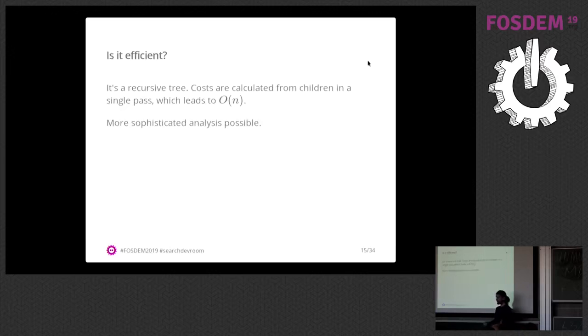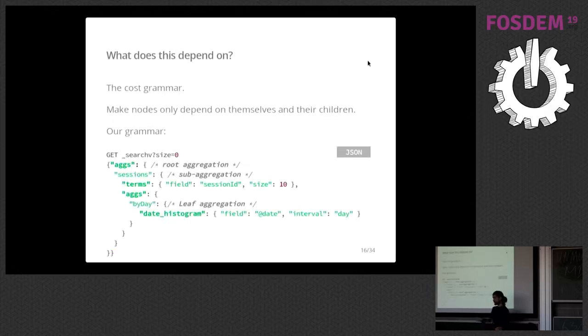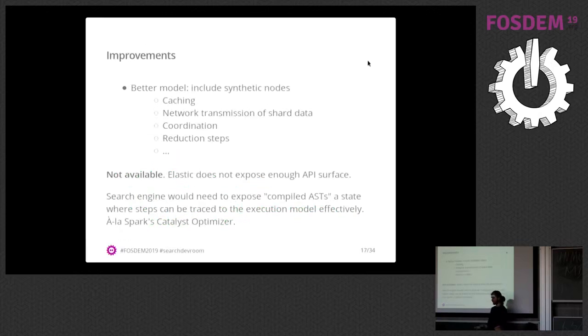But there's, of course, more sophisticated analysis possible, and that would depend on the kind of grammar structure that you use for cost analysis, the kind of relationships that you have between the nodes. In our case, we only wanted to have children, but maybe if we had some better information about the cost model of Elasticsearch, like what caching happens in the middle, what kind of network transmissions happen when we share the data between the different nodes of the cluster, and the reduction steps that happen when we're computing the aggregations, how all of that happens, that's not directly exposed in the query.